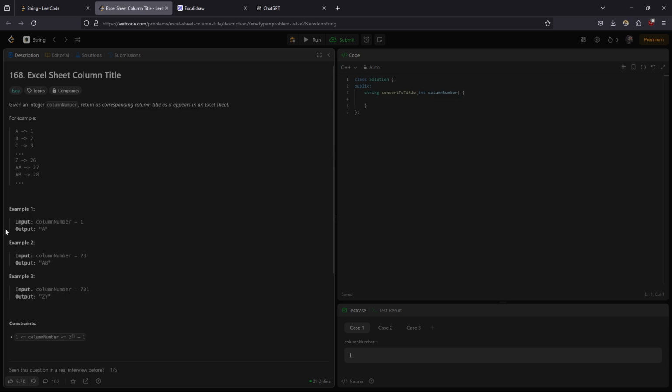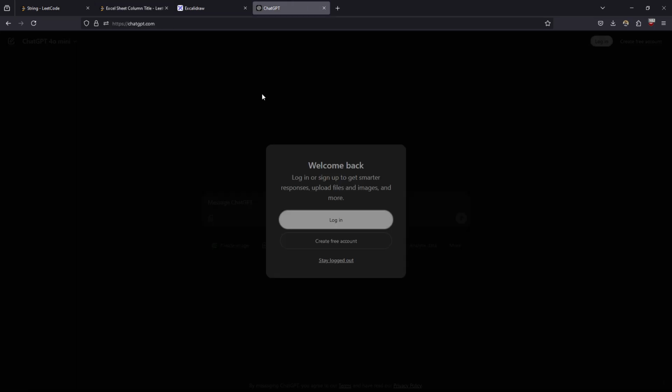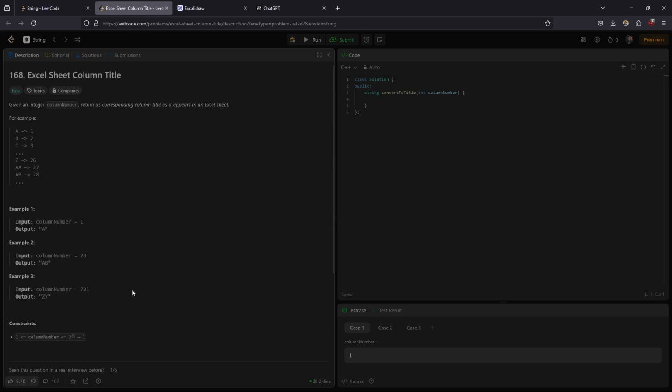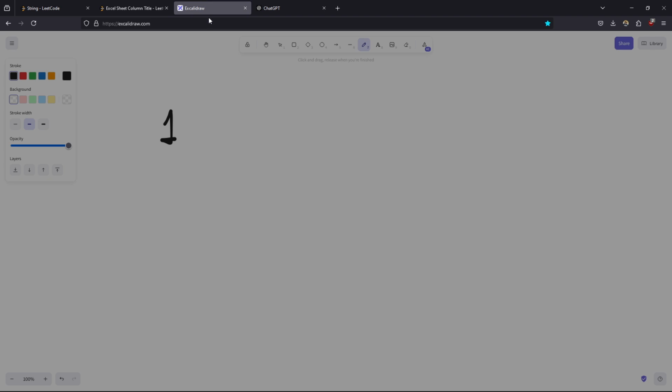Let's look at some examples. If the input is 1, then the output should be A. Okay, so I got it. What it means is, as we know, there are 26 letters in the alphabet. So the input can vary from 1 to 2 to the power 31 minus 1.